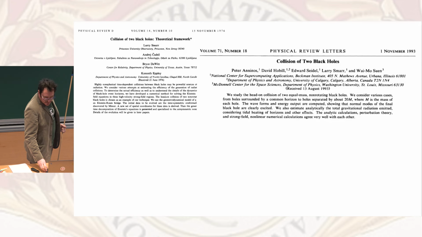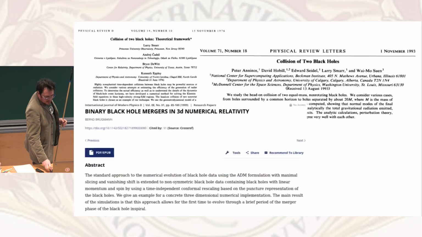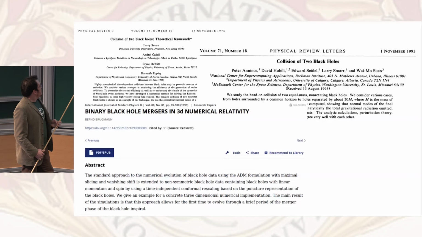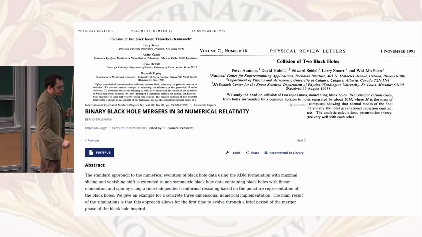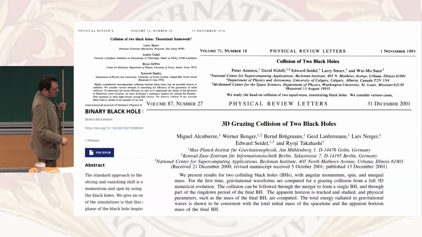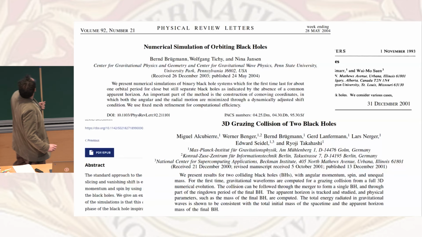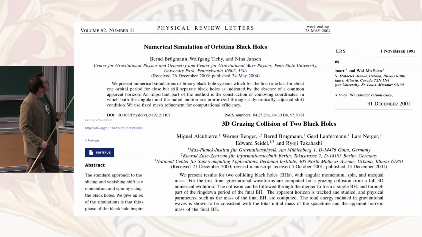There were many papers and many works in this direction. But it took time, and of course, computers also became more powerful. Then people moved to 3D. This is the first 3D simulation where Bernd Brügmann attempted mergers in 3D. A grazing collision in 3D, from the AEI group at the time, and also the first orbit, which appears now by the group of Bernd Brügmann at Penn State.